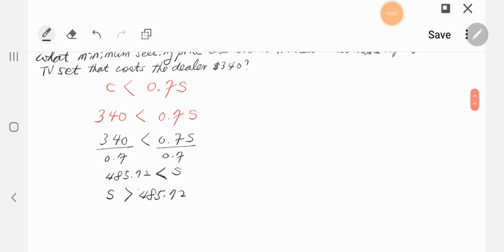So the selling price must be greater than this number so that this guy can get a profit. What happens if the selling price is exactly the same as this? Then 0, right? There's no profit. If the selling price is less than this one, then he loses. So it's got to be greater than this number.